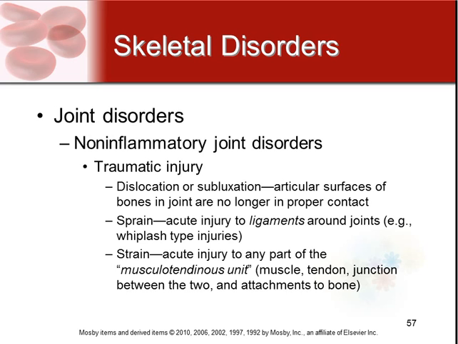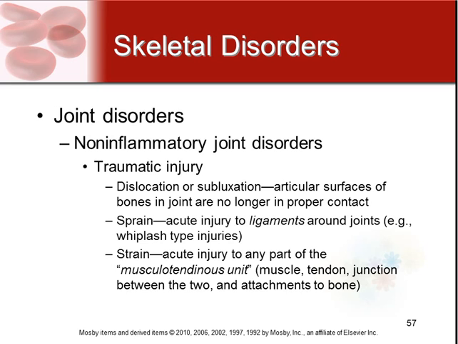You can also have a sprain. A sprain is an injury to the ligaments around a joint. If you remember from when we were talking about what makes a joint, the ligaments are the fibrous part that holds the joint together. They hold the two bones together. And that's like a whiplash injury.